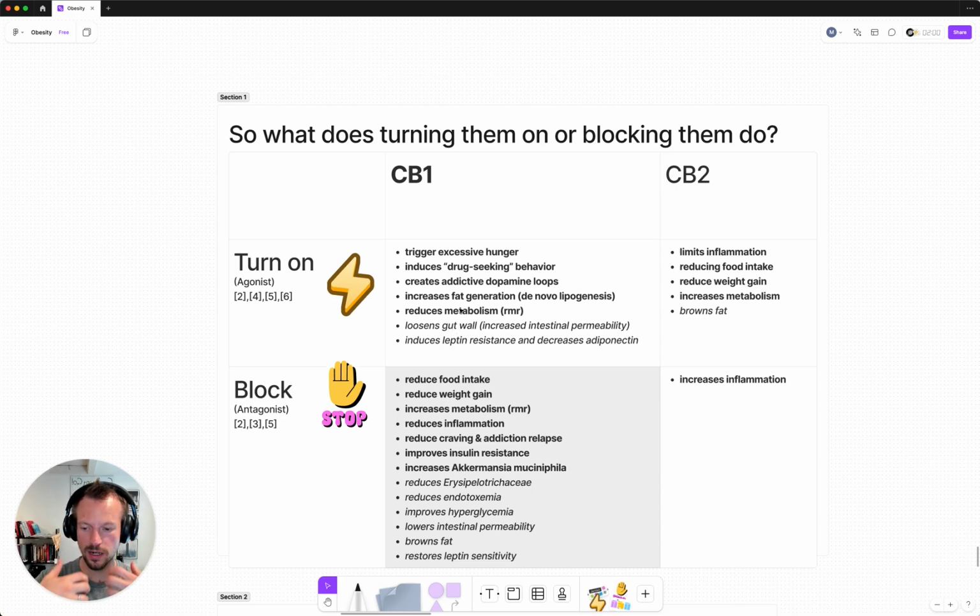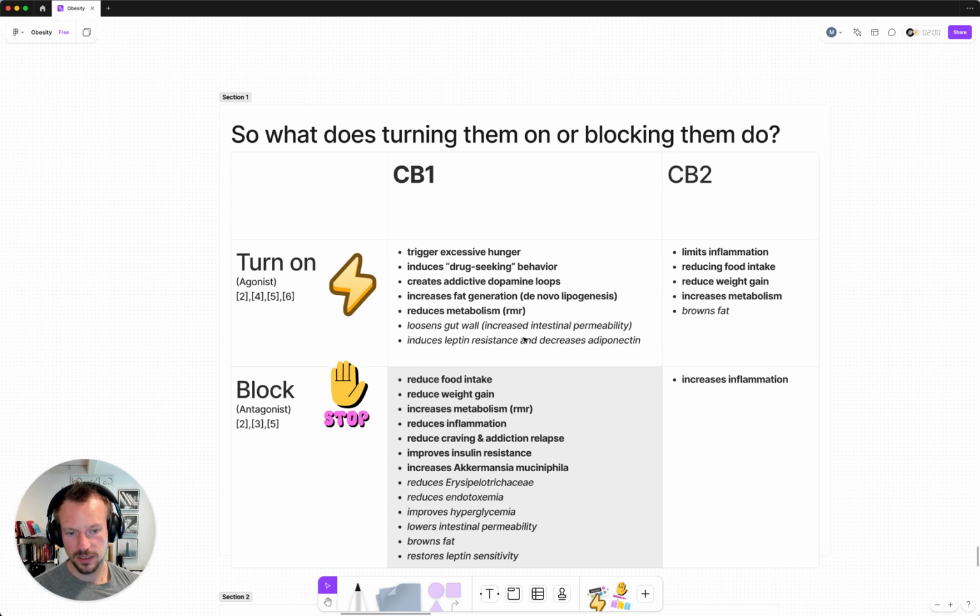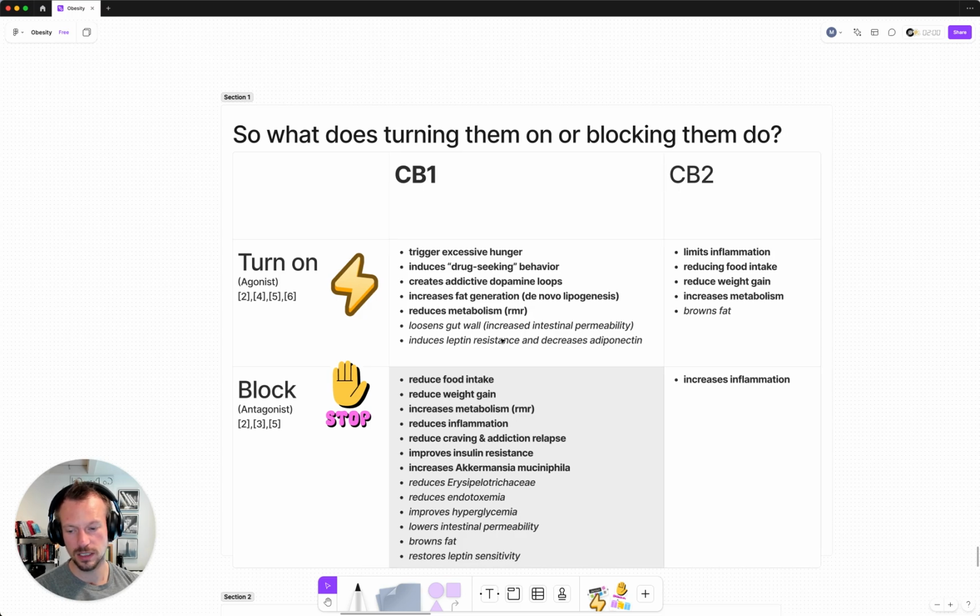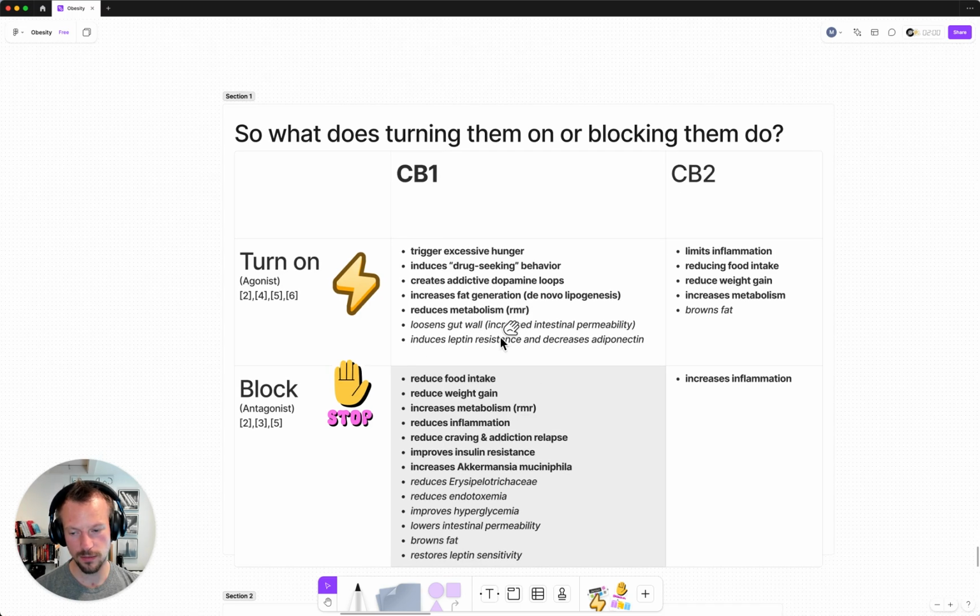So when you turn on CB1, your gut wall is one cell thick, I think, and it actually loosens the tightness between those cells, and so you can get more pathogens that come into your gut, and that fundamentally changes your intestinal permeability and has huge inflammation and microbiome implications. It will induce leptin resistance and decrease adiponectin. It's suggested that they happen at the same time, or could be the same thing.